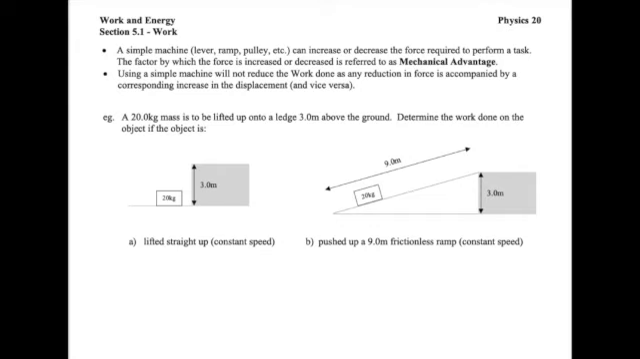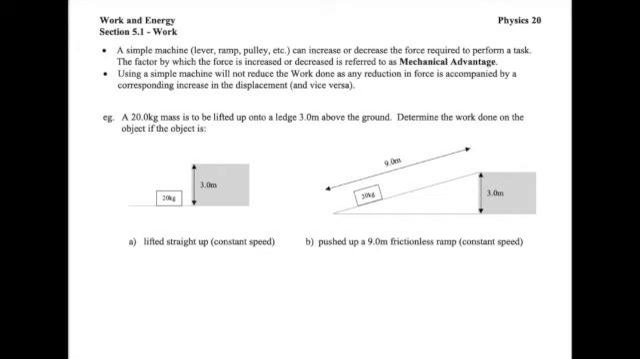So a simple machine, these are things like levers, ramps, and pulleys. You can use those then to either increase or decrease the force required to do something. And the factor by which that's going to be increased or decreased then is the mechanical advantage. And so if you can decrease the force required by a factor of 4, then you'll have a mechanical advantage of 4 times.